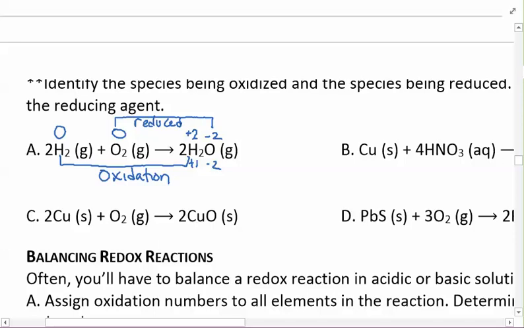You might be thinking, well, why isn't oxygen being oxidized? Oxygen doesn't have to be oxidized. It can be, and usually is, but isn't 100% of the time. In this case, oxygen is being reduced.